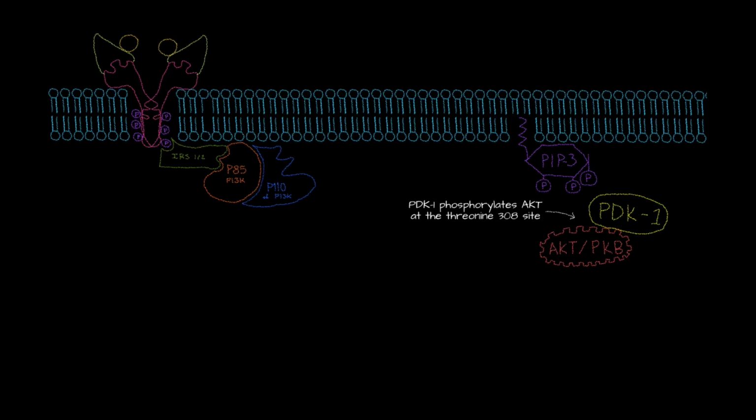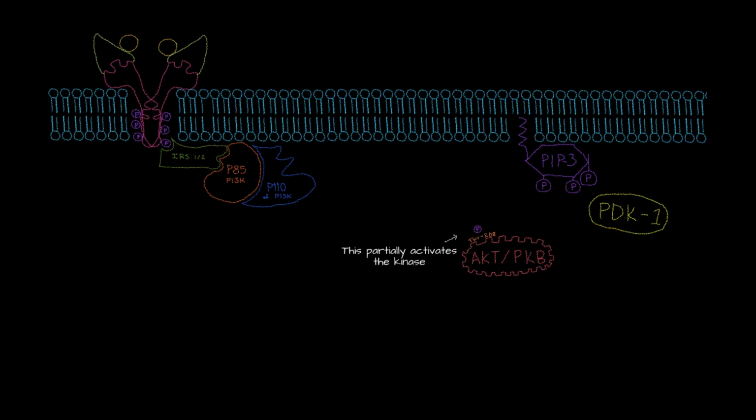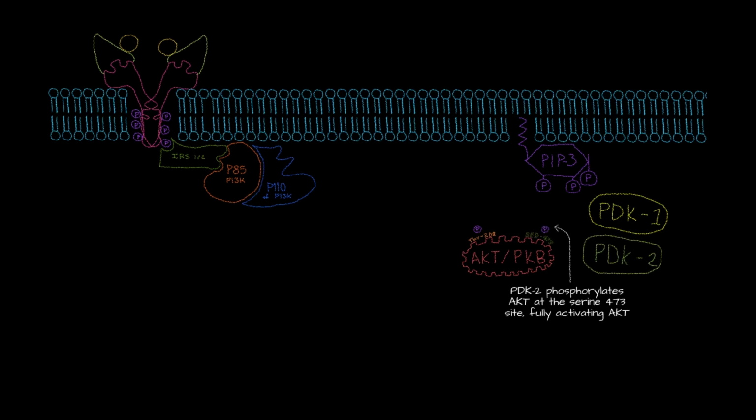The recruitment positions it to interact and to be phosphorylated by PDK1 at the threonine 308 site. This partially activates the AKT kinase. AKT gets activated at serine 473 when PDK2 phosphorylates it. This, along with the phosphorylation at threonine 308 by PDK1, fully activates the AKT for signaling.